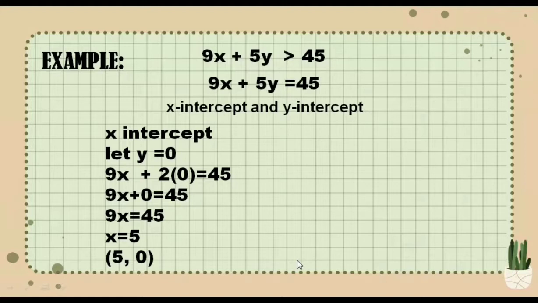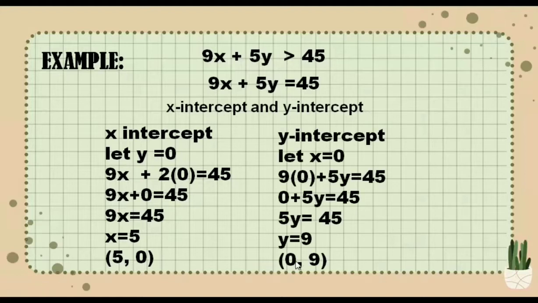And for the y-intercept, let x be equal to 0. And also, we just need to substitute this 0 to the x variable, which is 9 times 0, because x is equal to 0, plus 5y equals 45. 9 times 0 is equal to 0, plus 5y is equal to 5y only.